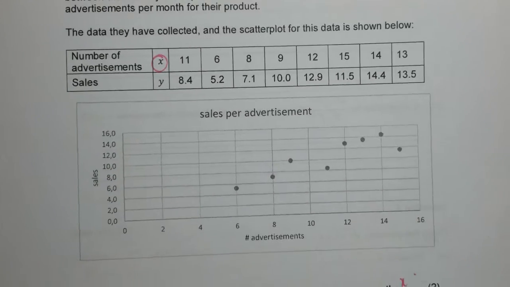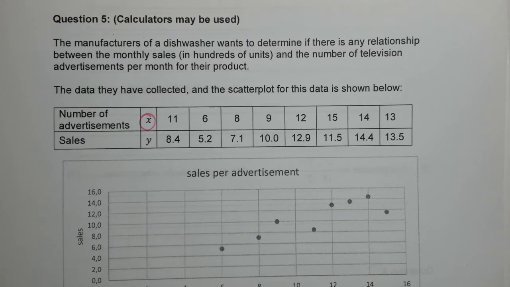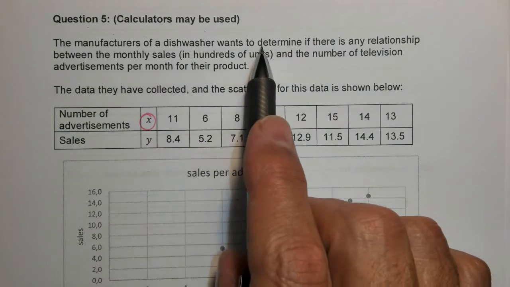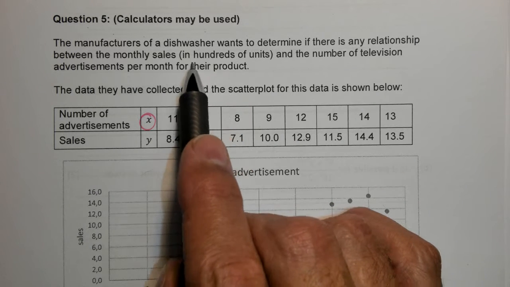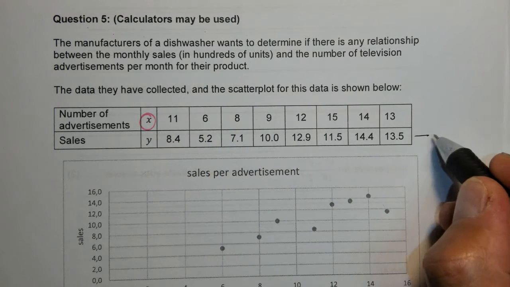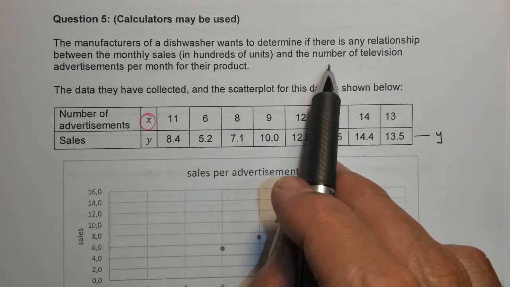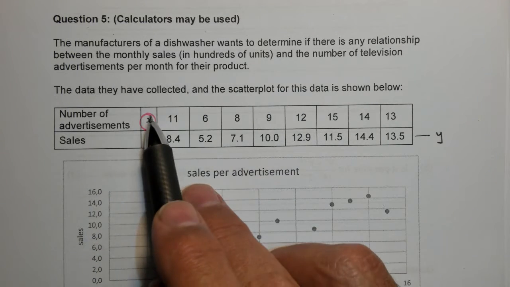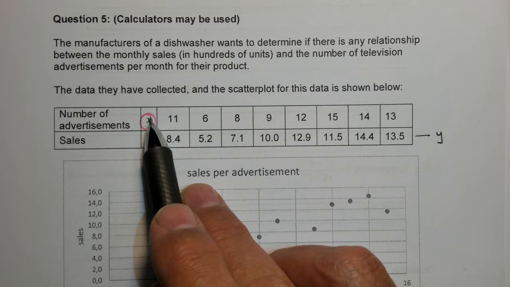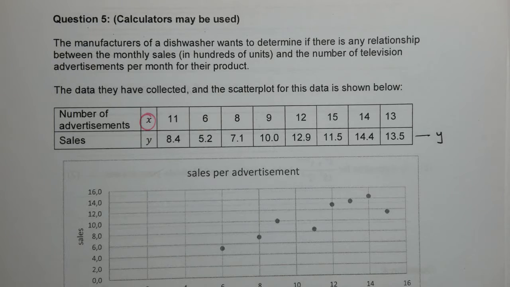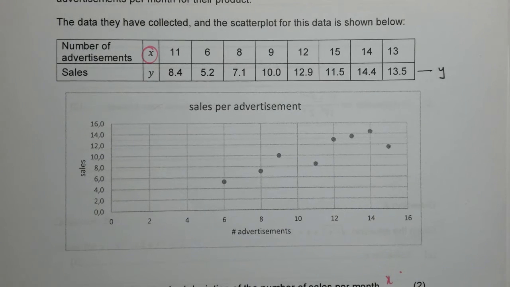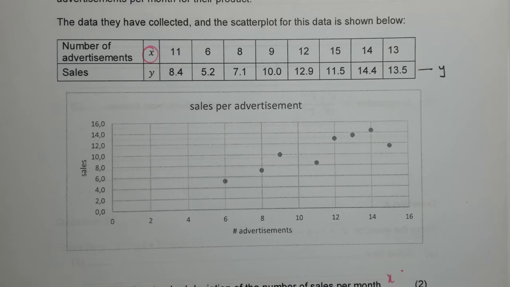Our next question is question 5, which says the following. A manufacturer of a dishwasher wants to determine if there's any relationship between the monthly sales, which is given to you in hundreds of units, which is this, Y, and the number of television advertisements per month, which is X. Okay? They tell us this is the data they've collected, and then they were kind enough to give us a scatter plot of sales against advertisements. Okay, so let's have a look.